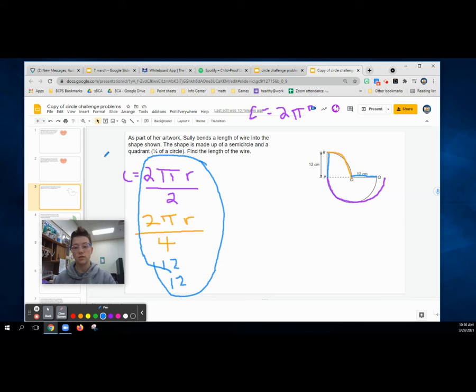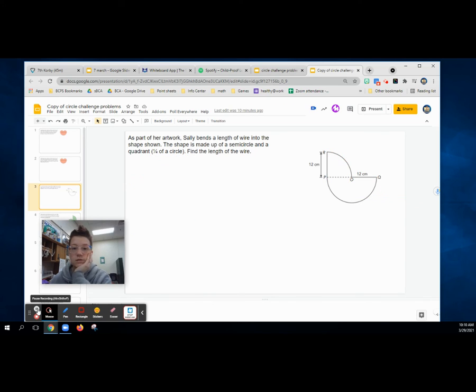So the point of these problems is just to break it up into shapes you can recognize, decide whether you need the circumference or you need the area, and then add or subtract as is appropriate. Please pause the video here. You can enter in your response for the length of this wire.